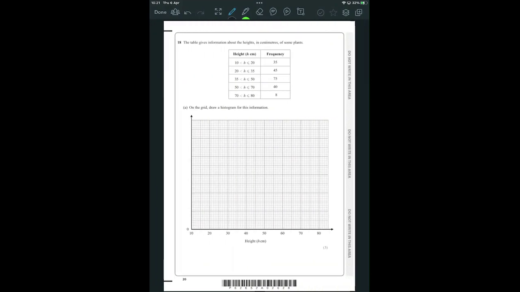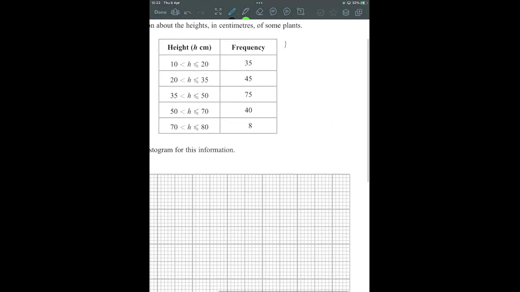Question 18. Our histogram. This was either a histogram or a cumulative frequency with this kind of setup. Turns out to be a histogram. So histogram, I need to remember the extra column that I add, which in this case is frequency density. So I want the frequency density for each of these. Remember, the formula is the frequency divided by class width, how wide the column is. So here the width is 10, so it's 35 divided by 10 for the first one.